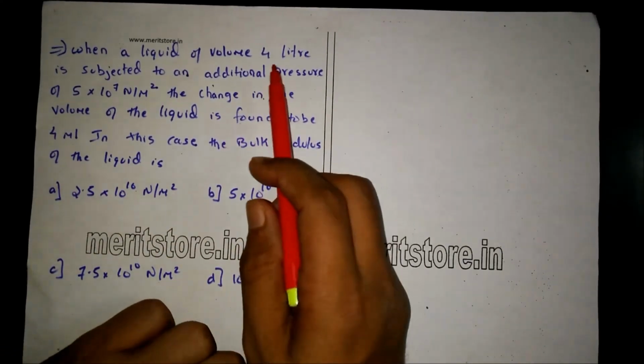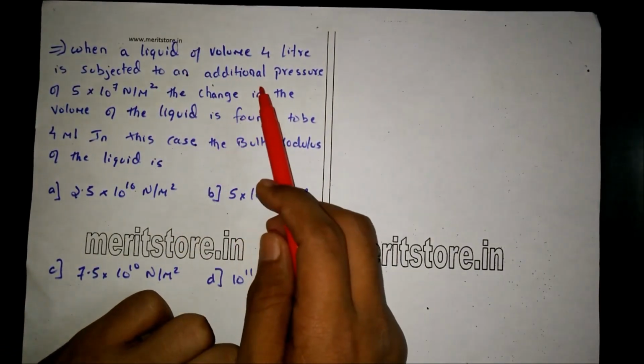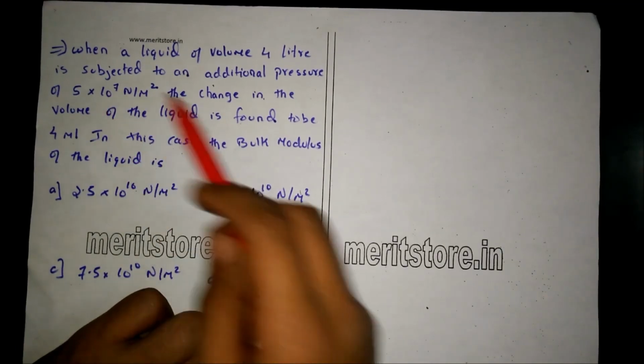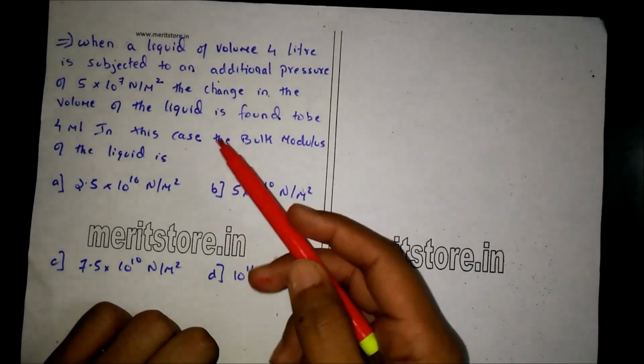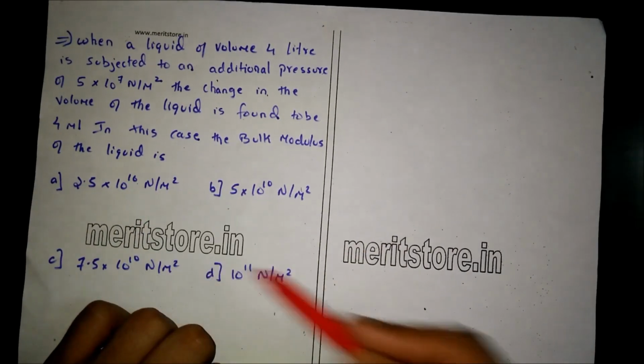When a liquid of volume 4 liter is subjected to an additional pressure of 5 into 10 raised to 7 Newton per meter square, the change in the volume of the liquid is found to be 4 milliliters. In this case, the bulk modulus of the liquid is, here are the options.